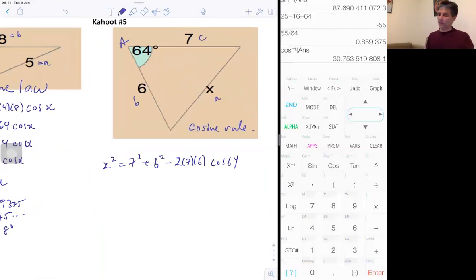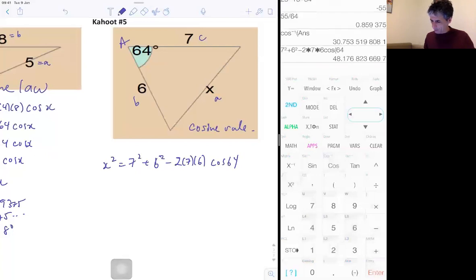And this is the basic example that we started with for the cosine rule the other day. So we're going to just evaluate everything on this side of the equation using our calculator. So 7 squared plus 6 squared minus 2 times 7 times 6 cos 64. And that'll give us this number here, 48.176823, et cetera.